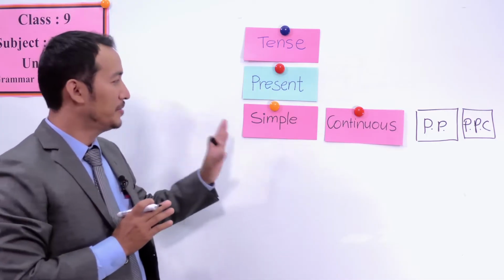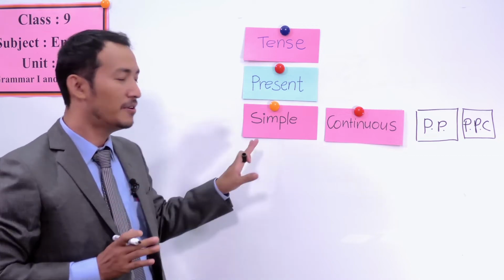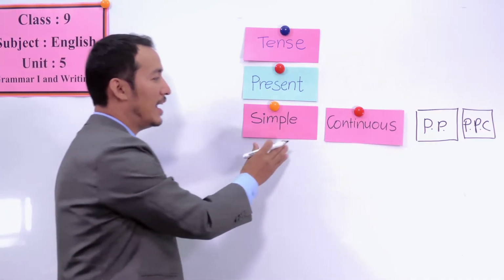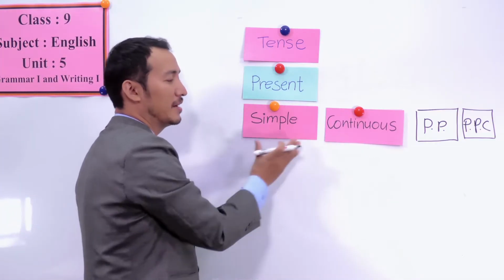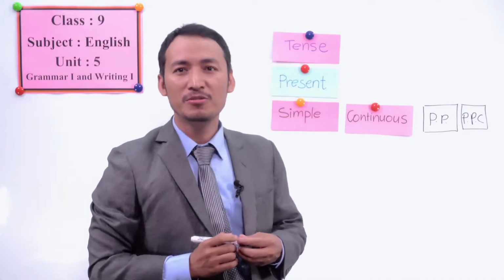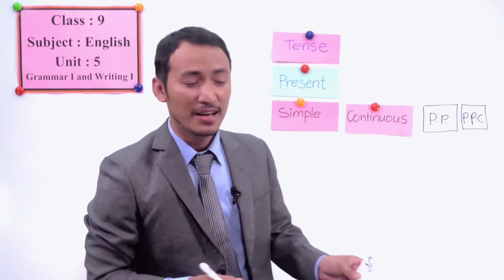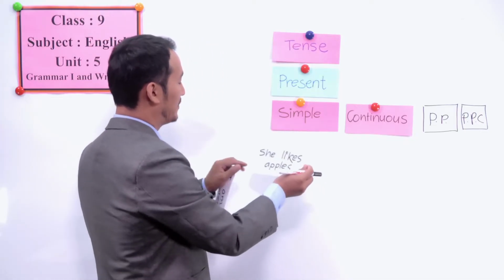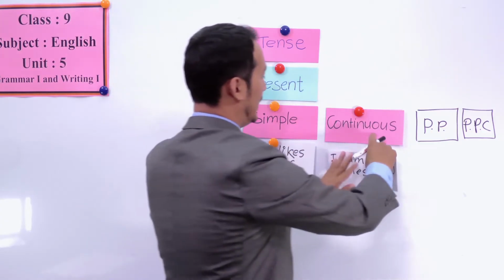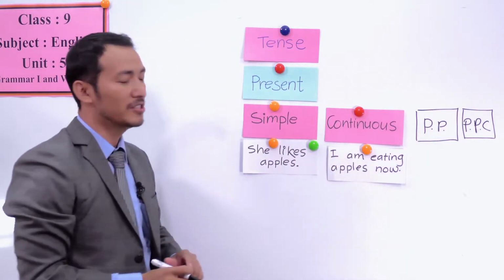We are going to talk about only 2 aspects today, because we have exercises for these 2 aspects. Okay, students? So what kind of sentences are these? Simple and present continuous tense. Can you guess any example of these 2 tense aspects? Yes. Okay, let me give you one example. Here is the example of the sentence. She likes apples. And in continuous, I am eating apples now.